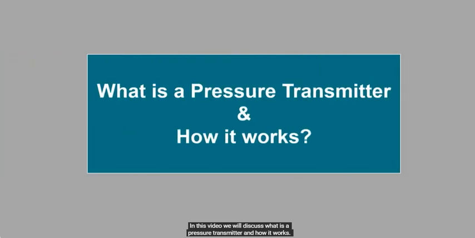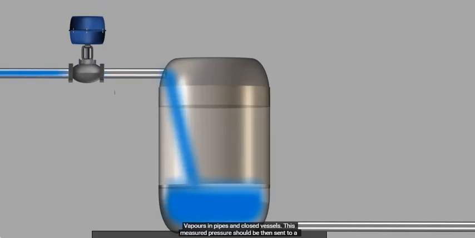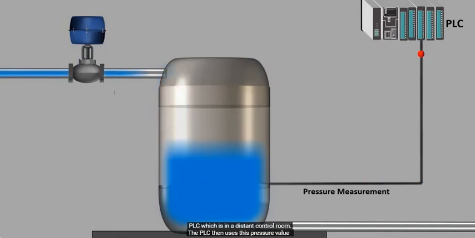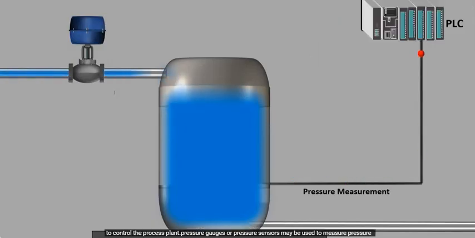We will discuss what is a pressure transmitter and how it works. In a process plant, it is often necessary to measure pressure of liquids, gases and vapors in pipes and closed vessels. This measured pressure should be then sent to a PLC which is in a distant control room. The PLC then uses this pressure value to control the process plant.